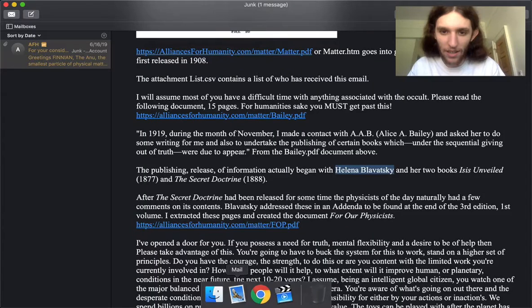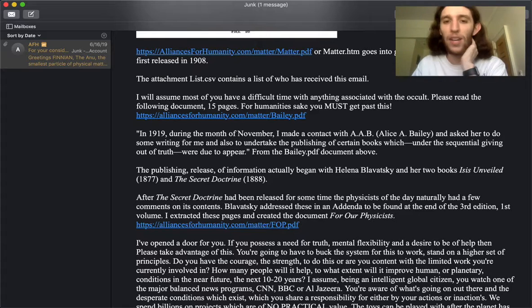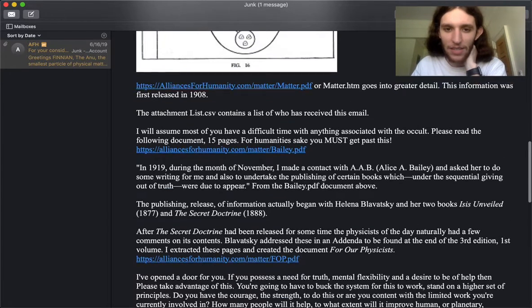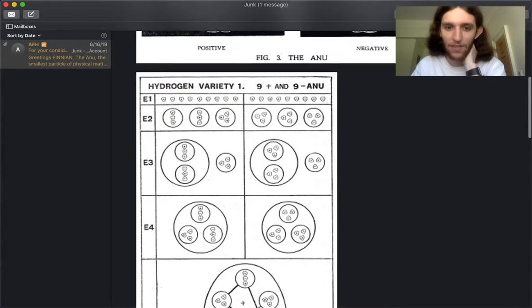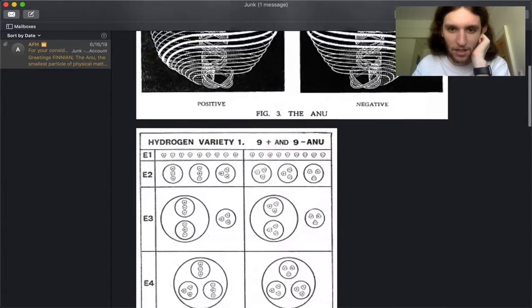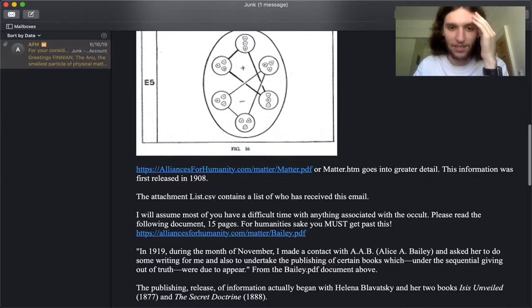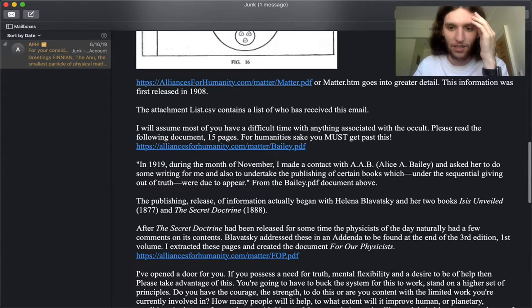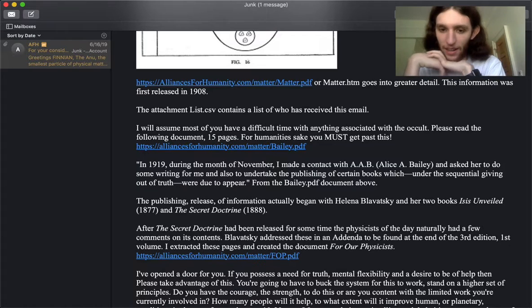So is this kind of like... What is the genre of this email? So these look like physics diagrams, but it's not like flat earth things. The thing that this reminds me most of is Scientology.